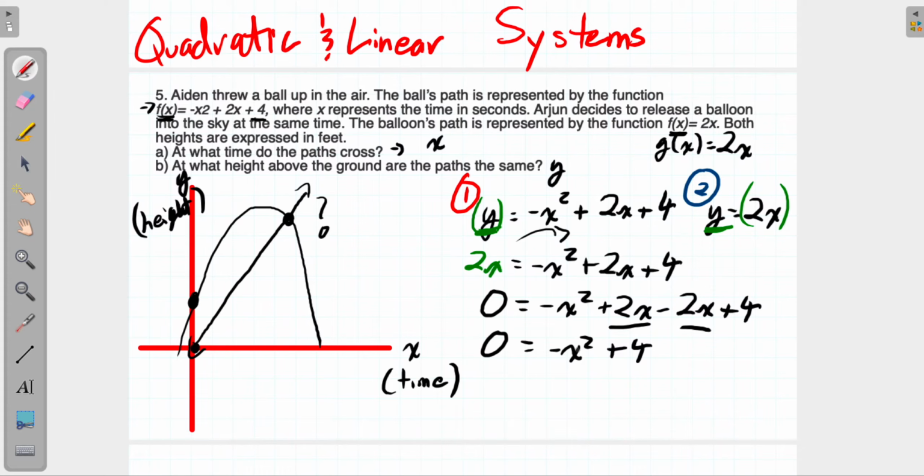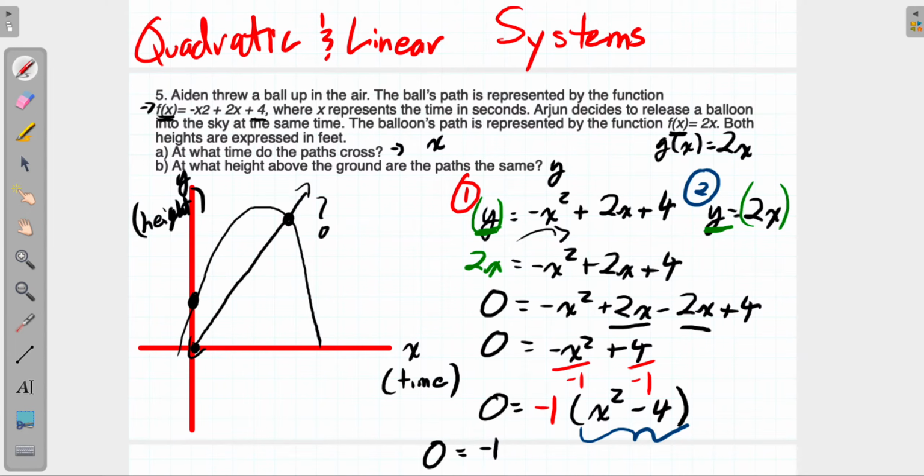What's neat about this question is we can very quickly get to the bottom of it. I'm going to use a little bit of common factoring. I'm actually going to common factor out negative 1. When we do that, we'll have 0 is equal to the common factor of negative 1, and then x squared minus 4. Here we have a unique quadratic. This is a difference of squares. So because it's a difference of squares, we can say 0 is equal to negative 1, x plus 2, x minus 2.